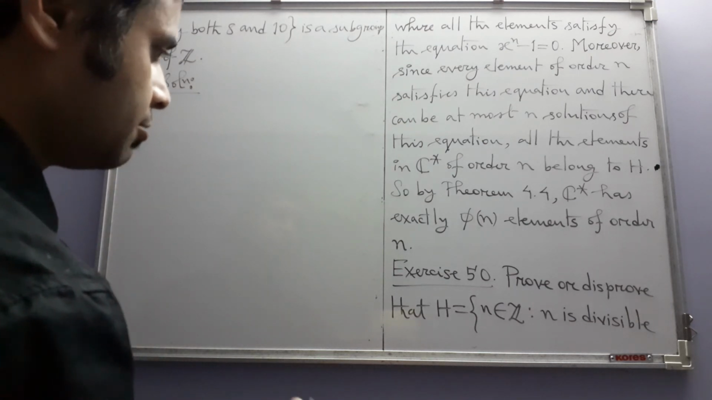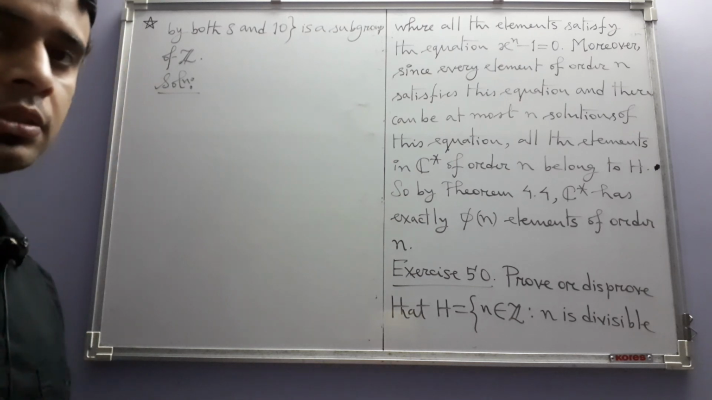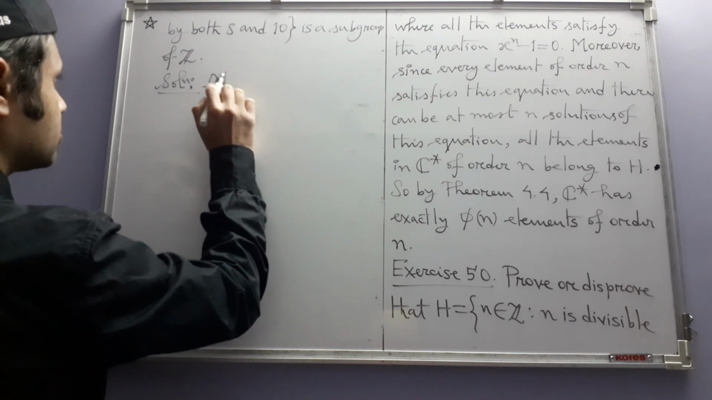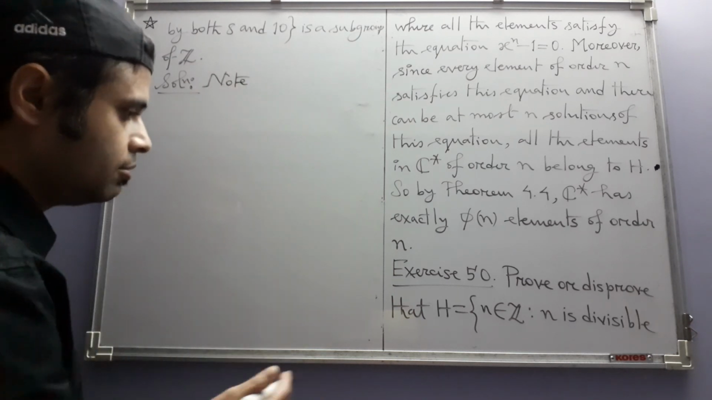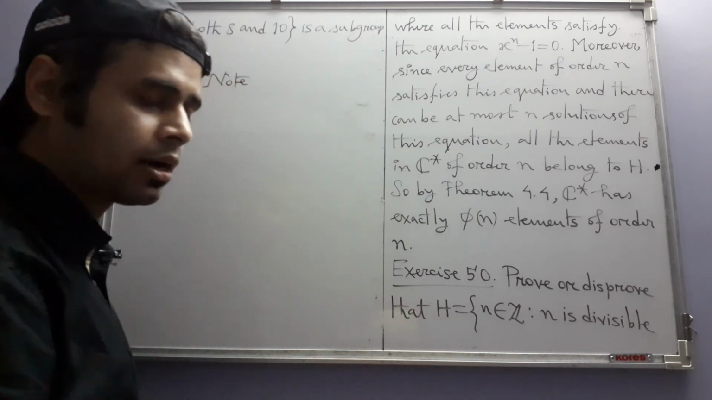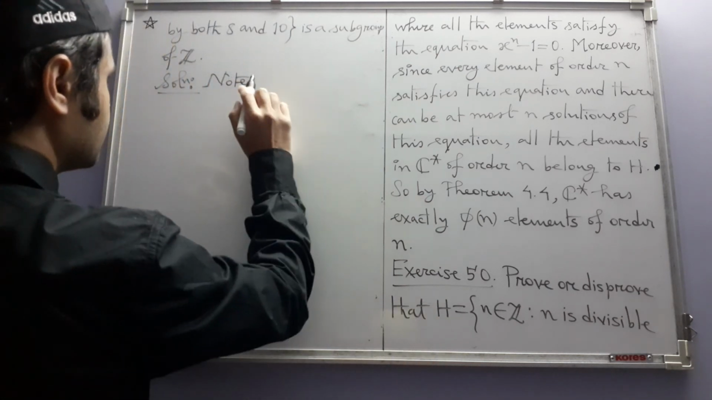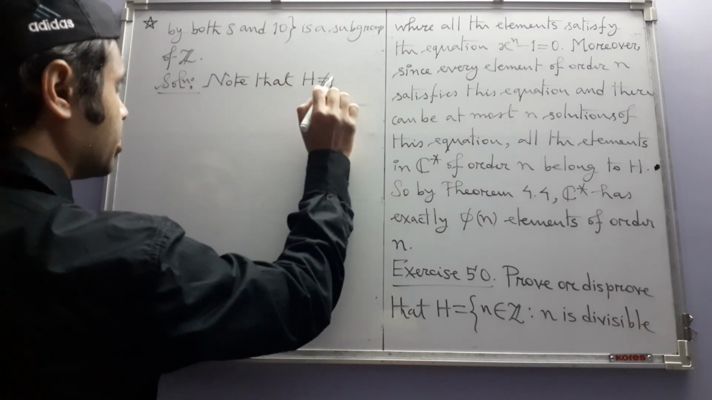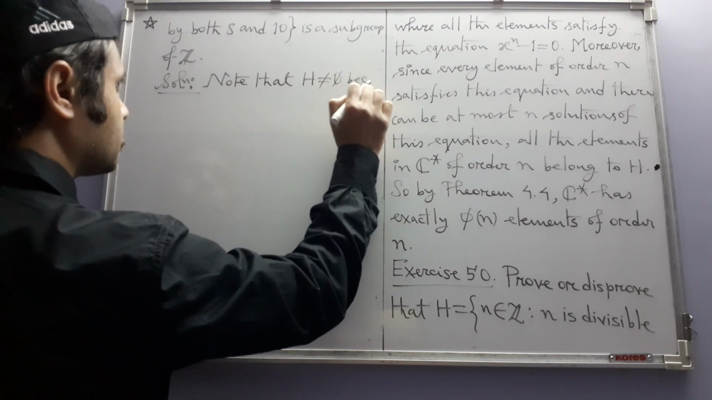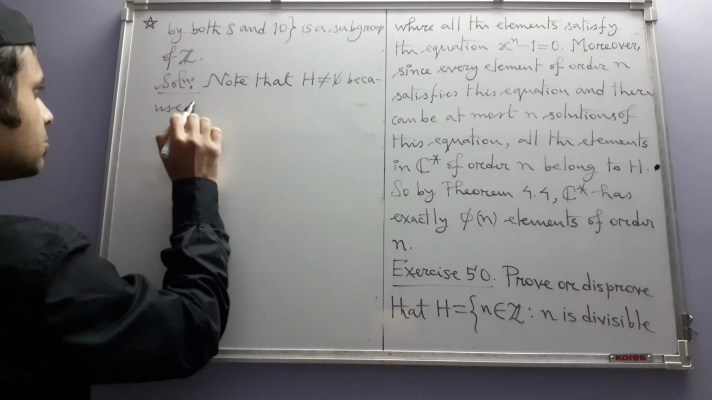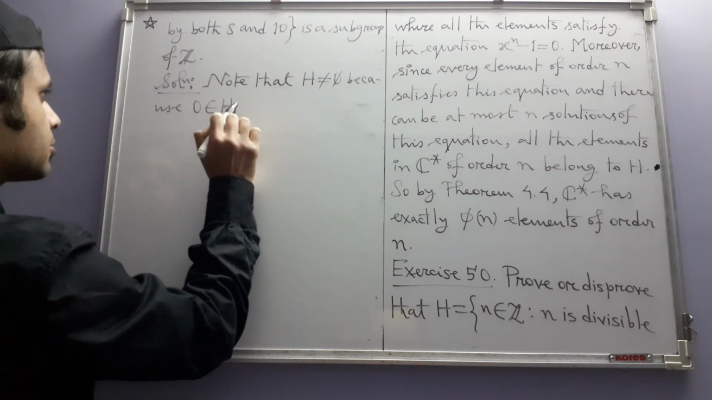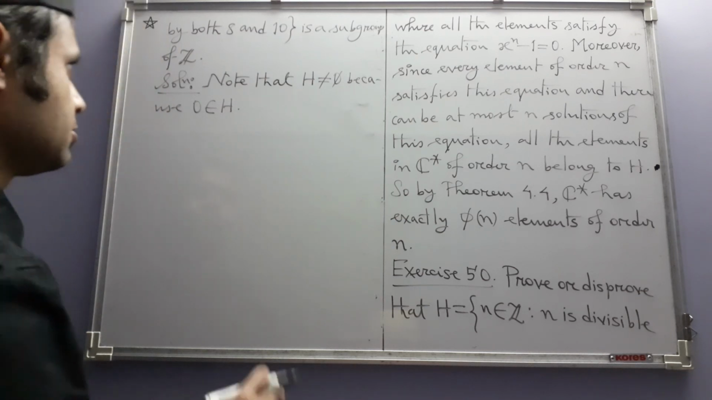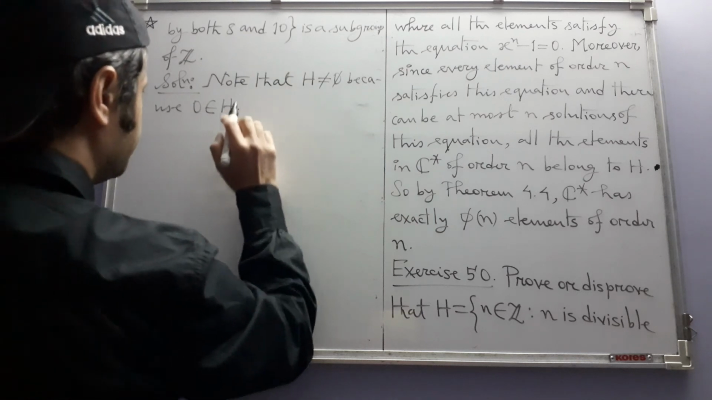Okay, so for that we can apply one of the subgroup tests. But before we do anything, we have to make sure that the set we are considering is non-empty. Note that H is non-empty because 0 belongs to H. 0 is an integer that is divisible by every non-zero integer actually. So in particular by 8 and 10 also.